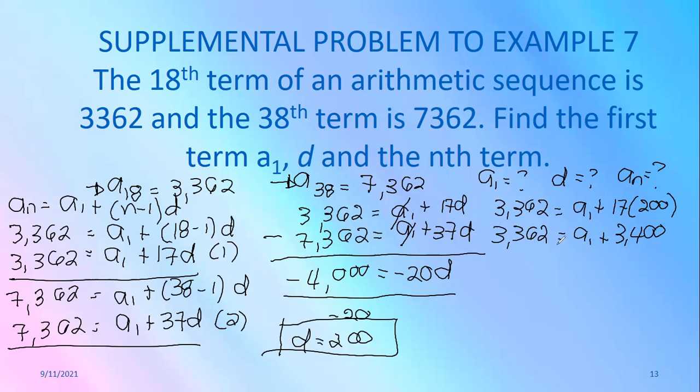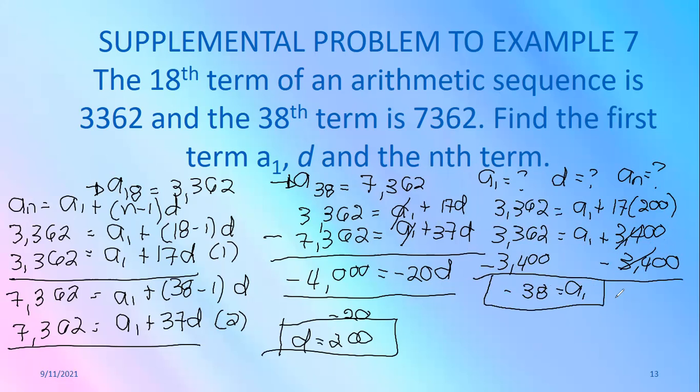Okay. So to get the value of a sub 1, subtract 3,400 to both sides of your equation. So minus 3,400. Okay. So 3,400 will be canceled out here. So your first term, so this is negative 38. Okay, so this will be your a sub 1.